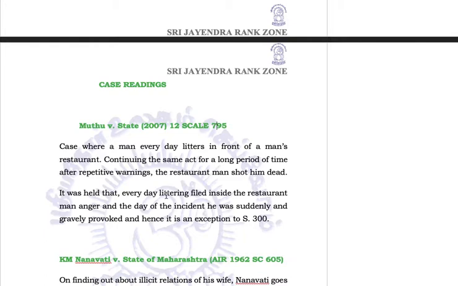It was held that every day littering filled the restaurant man with anger, and on the day of the incident he was suddenly and gravely provoked, and hence it is an exception to section 300. The Honorable Court held that this continuous littering in front of the restaurant, even after repeated warnings, filled the man with anger. And on the date of the incident, when this man again came to throw garbage despite so many warnings, the man who killed him was full of anger till the tip of his head. So he ultimately ended up killing him.